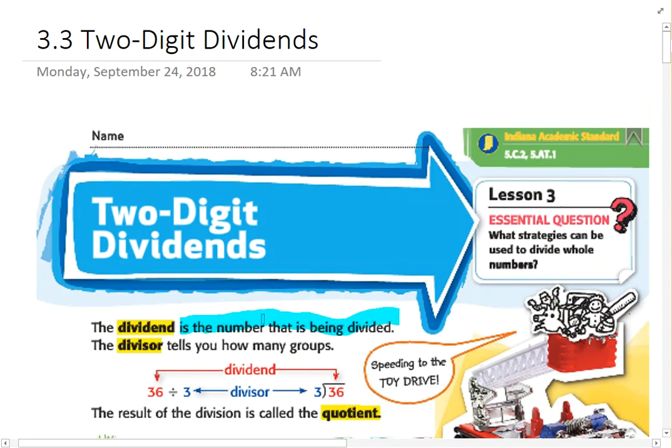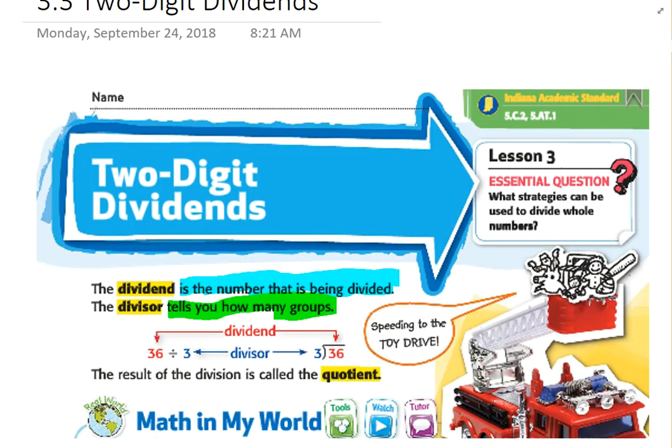We have to be able to separate dividend from divisor, which word we're talking about, and what it relates to within our division problem. A divisor tells how many groups. Another way of saying this is that your divisor is what is doing the dividing.